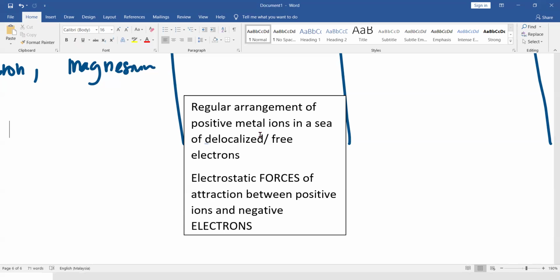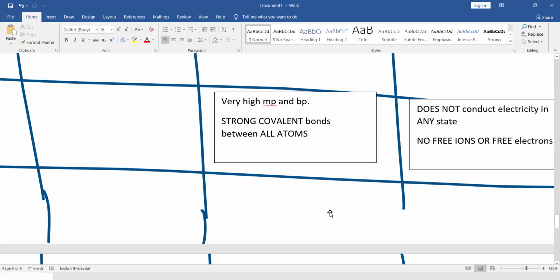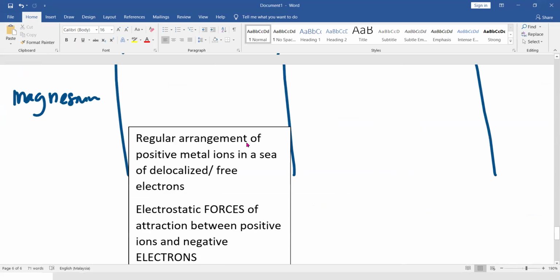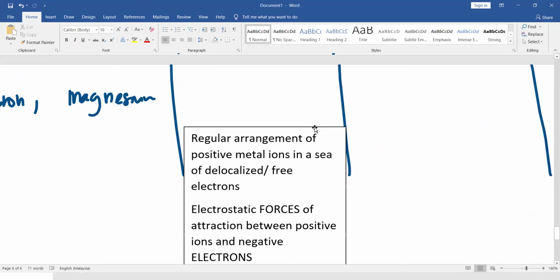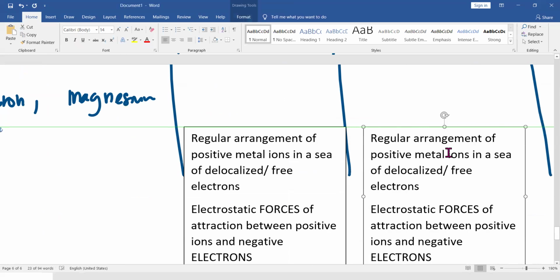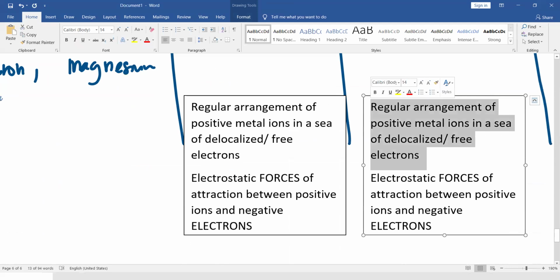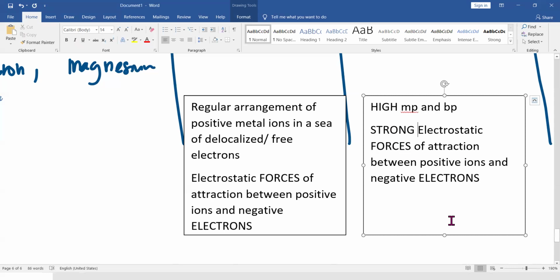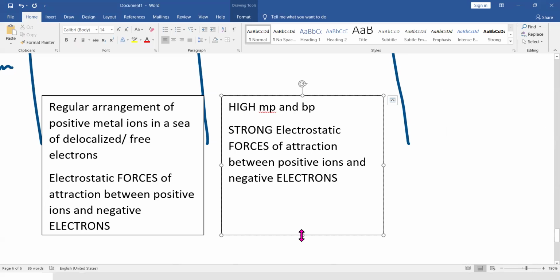Okay, ready? The last one. High melting point and boiling point. High. Why is it high? Because it has strong electrostatic force of attraction between positive and negative ions. So it's a similar answer. It's in the definition. The answer is in the definition. Okay?